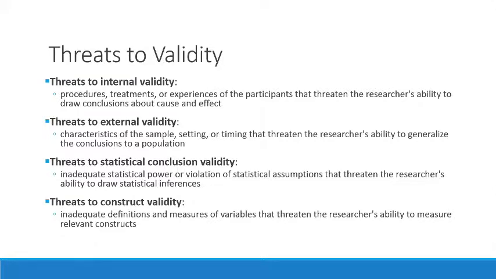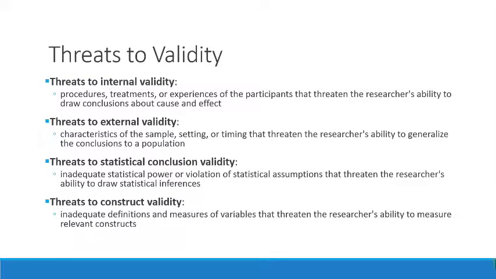This includes both internal and external validity, statistical validity, and construct validity. Internal validity involves the ability to draw conclusions about the association of the variables measured in the study. External validity refers to the ability to generalize our conclusions of a study to the population of interest.